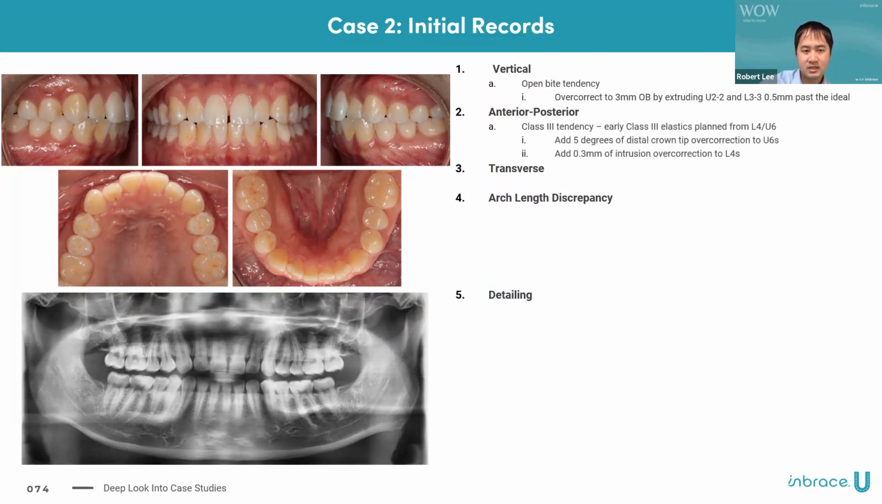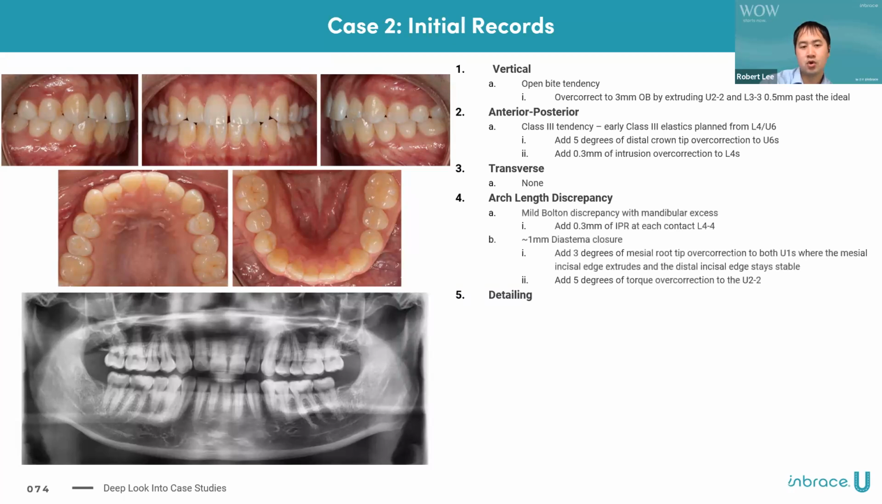There is a class 3 tendency in this case, so I am planning on running class 3 elastics to make sure I have a sufficient overjet. Because I personally do IPR quite often from lower 4 to 4, I'm going to do the class 3 elastics from the lower 4s since I'm trying to retract lower 3 to 3. Because I'm running class 3 elastics, especially when I'm going to run them early, I'm going to add some distal crown tip to the upper 6s. That's the most common one you'll add with class 3 elastics. And then I don't want any extrusion on the lower fours because he has an open bite tendency. So I'm going to add some intrusion overcorrection to the lower fours. Transverse is normal in this case.